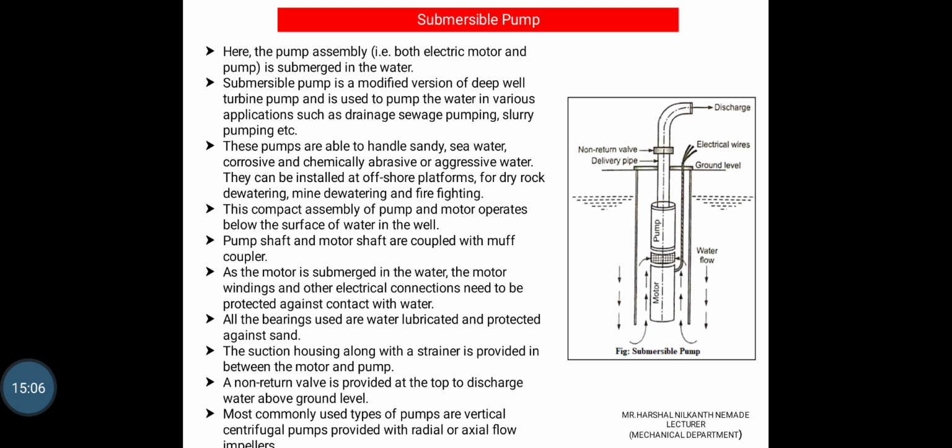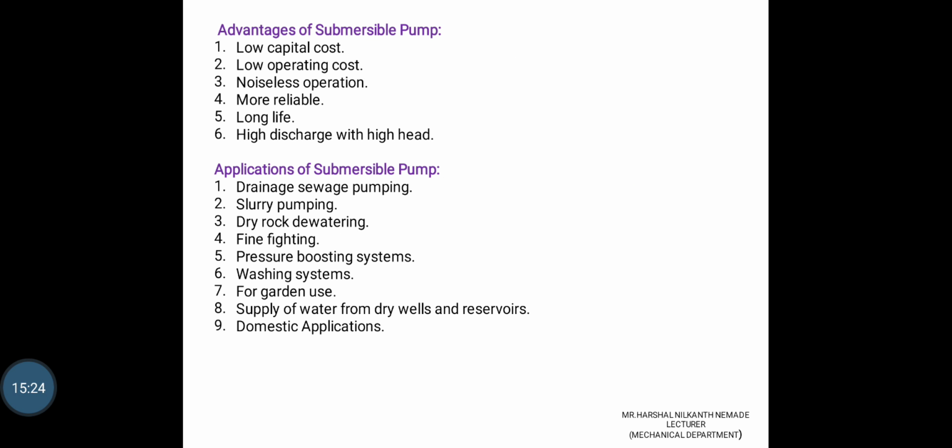The suction housing along with the strainer is provided between the motor and the pump. A non-return valve is provided at the top to discharge water above ground level. The most commonly used type of pump is the vertical centrifugal pump provided with a radial or axial flow impeller.